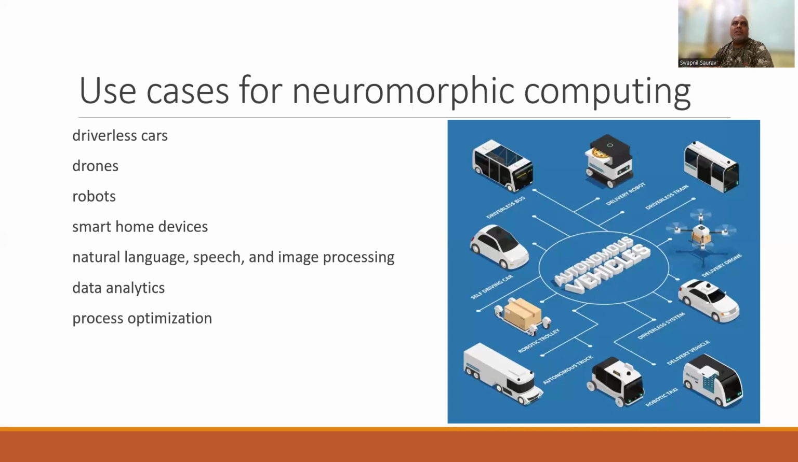Other potential applications of this technology include driverless cars, drones, robots, smart home devices, natural language, speech and image processing, data analytics, and process optimization. Neuromorphic computing research tends to take either a computational approach focusing on improved efficiency and processing, or a neuroscience approach as a means of learning about the human brain. Both approaches generate knowledge that is required to advance AI.